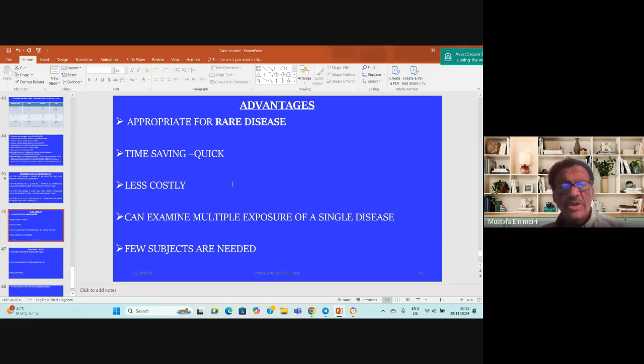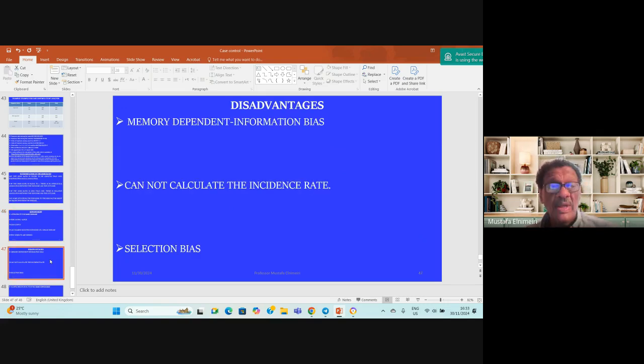The advantages of the classical case control are that it is appropriate for rare diseases, and it is time saving and quick. We can enroll the cases and controls within a short period of time, it is less costly, and we can examine multiple exposures for a single disease. And we need few subjects for the study, which means that we need a small sample size.